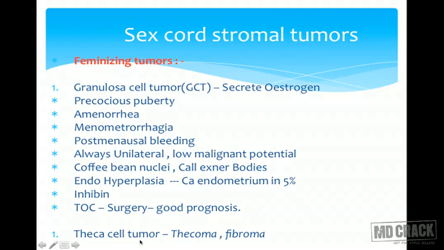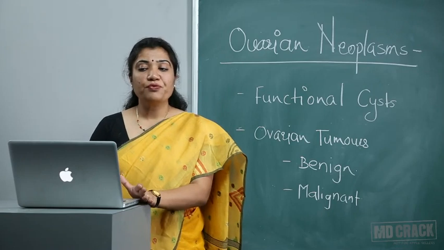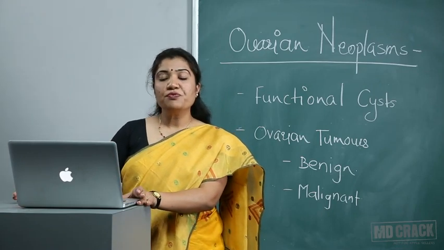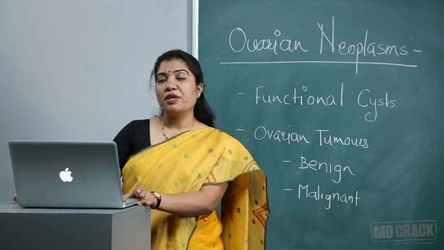Other tumors are from theca cells, that is thecoma or fibroma. Once you say fibroma, you have to remember Meigs syndrome. Granulosa cell, always think of estrogen and precocious puberty, coffee bean nuclei and Call-Exner bodies. So till now we have covered a few types. We will stop here, and in the next session we'll see what the other types of ovarian tumors are.